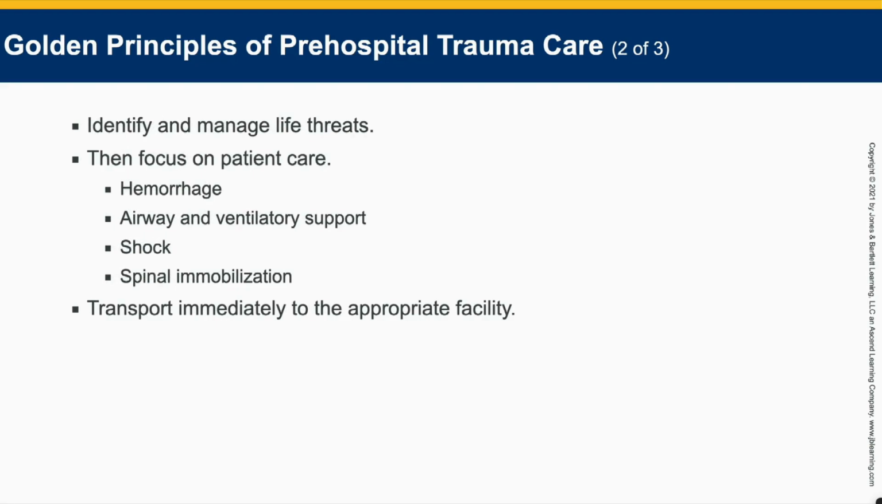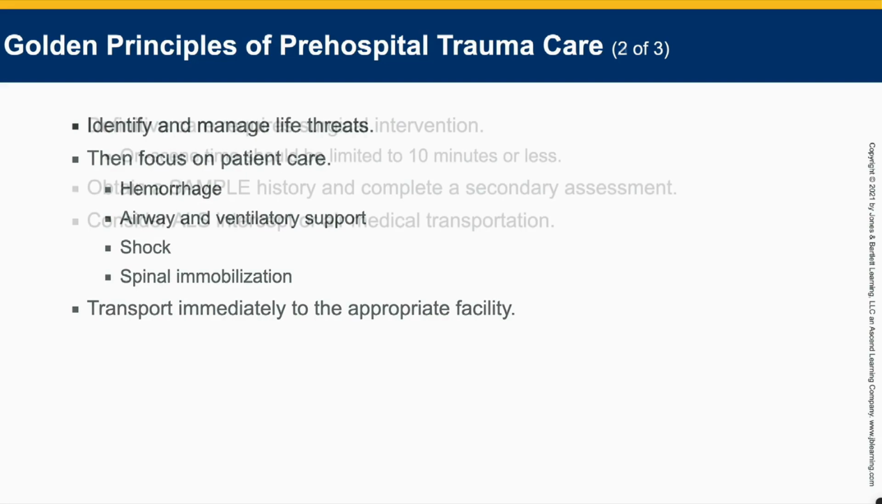Once you've established safety and sized up the scene, your next priority is to identify and manage any immediate life threats. This is where you're thinking about things that will kill your patient right now if you don't address them. After that, you shift into focused patient care, starting with hemorrhage control, making sure you're managing any significant bleeding, then moving into airway and ventilatory support, followed by assessing and treating for shock and considering spinal immobilization where appropriate.